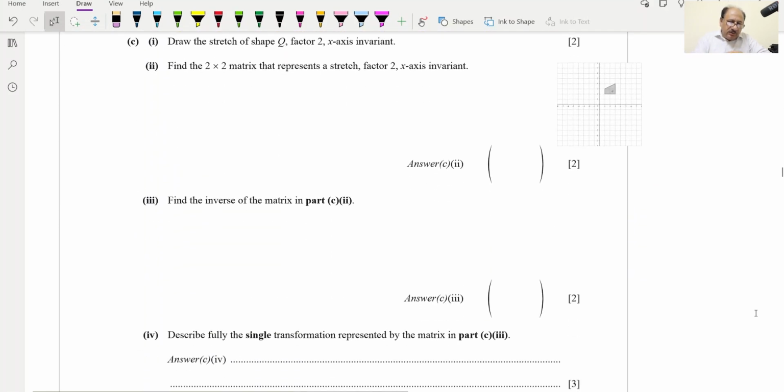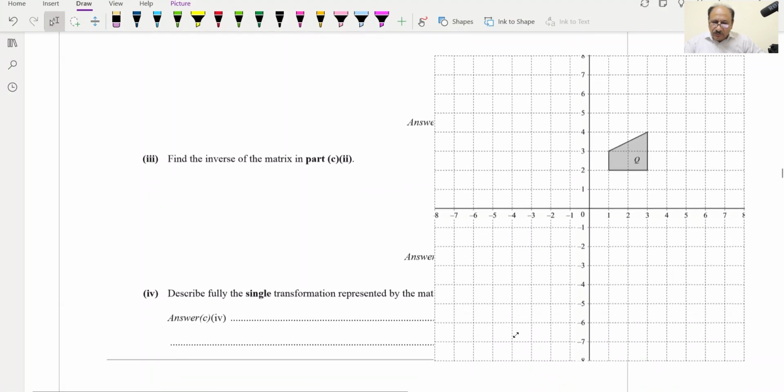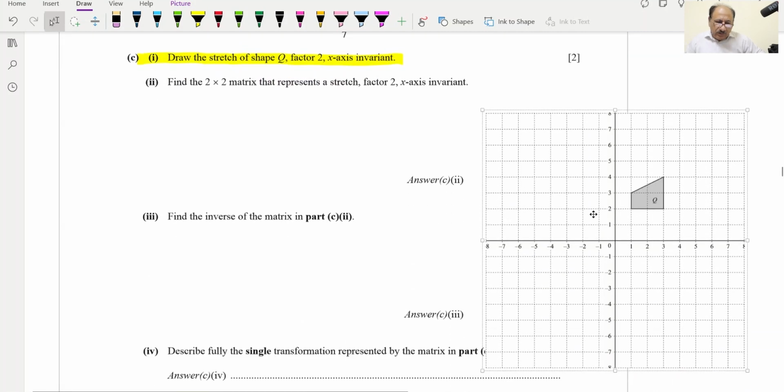Now C part, draw the stretch of the shape. Draw the stretch of the shape Q, factor 2 and x-axis invariant. So we have to draw this one. For this I have copied the same grid over here for you, so that we will be taking reference of this one and drawing. So we can draw over here, and stretch of Q, this is reduced one, so hopefully you'll be comfortable with this. Factor 2 and x is invariant, so x is not changing.